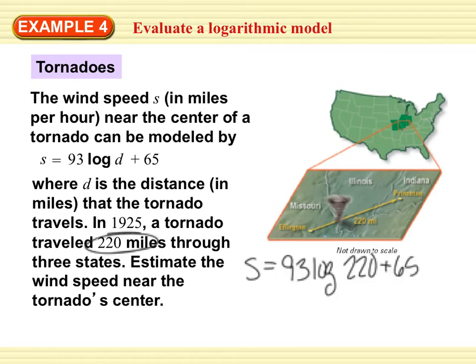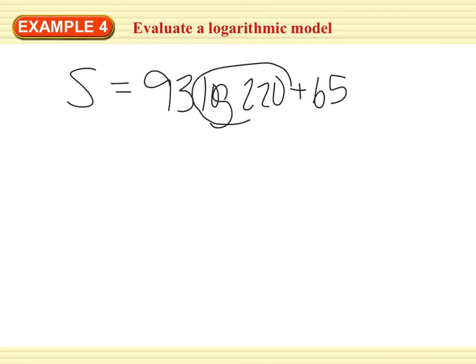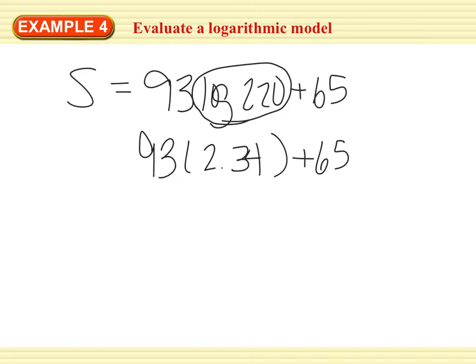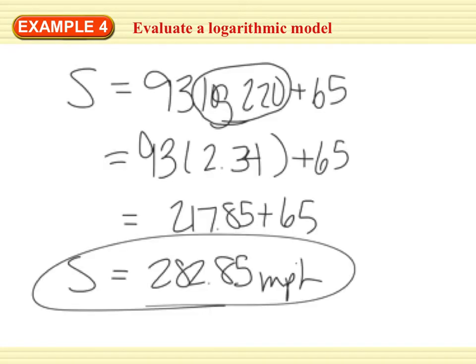I'm going to actually move that to a new page. S equals 93 log of 220 plus 65. Now I can actually take the log of 220, log 220. I get 2.34 and some change. I'm going to multiply that times 93, and then add that to 65. S equals 282.85 miles per hour. Not too bad.